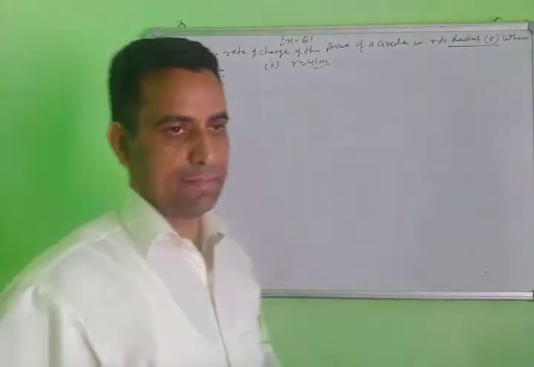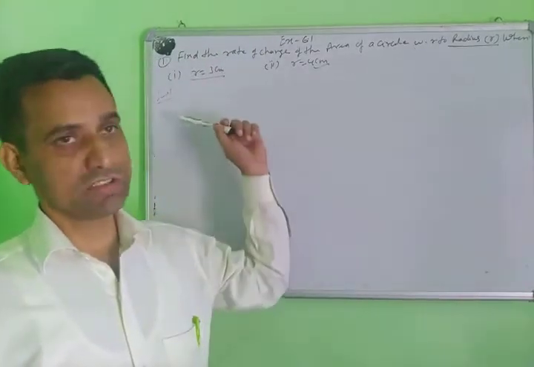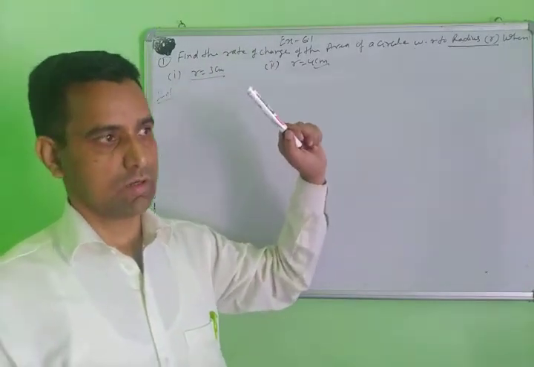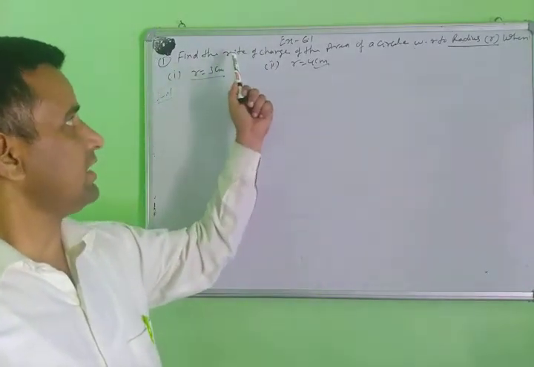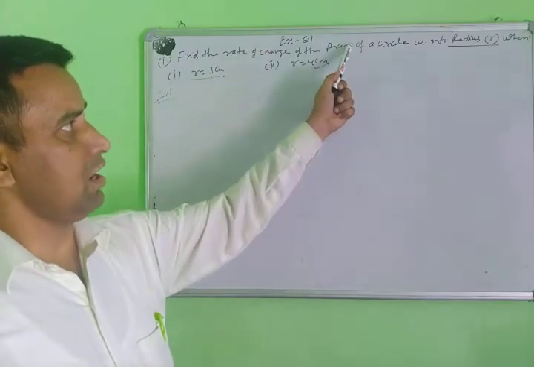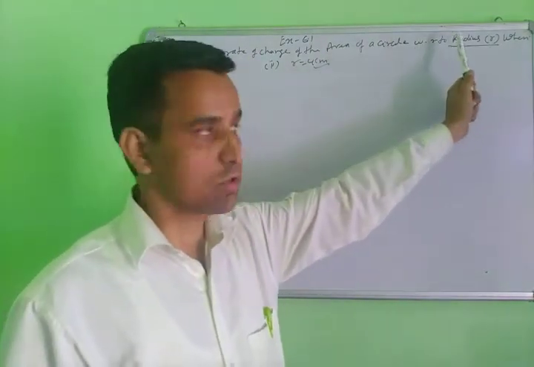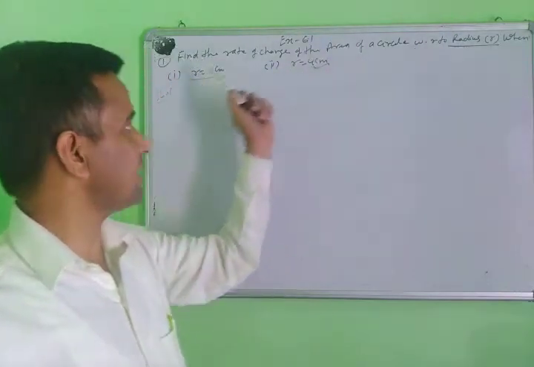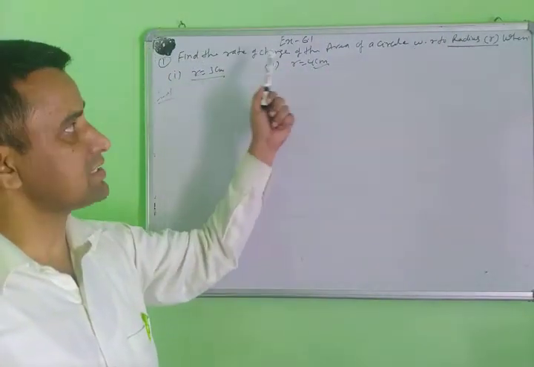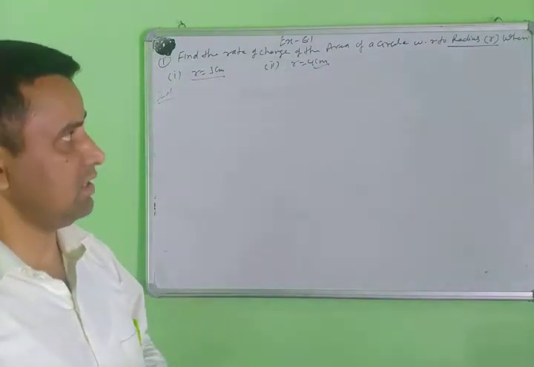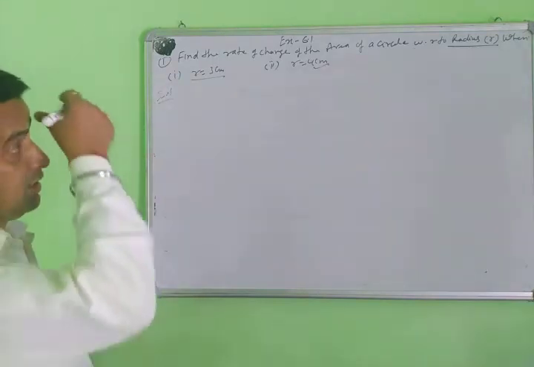Yes class, I am taking question number 1 of exercise 6.1. Now look at the question. Find the rate of change of the area of a circle with respect to the radius when the radius in the first part is r equal to 3 and in the second part r equal to 4 centimeter. Now start the solution.